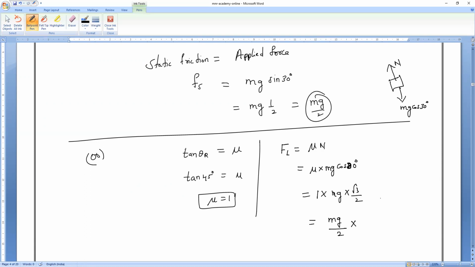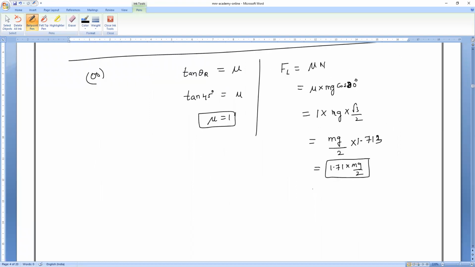What is the value of root 3? 1.73. So we can say the limiting friction is 1.73 into mg divided by 2. Now observe very carefully: is F applied less than the static friction or greater than the static friction? You can verify it. So the limiting friction is this one.